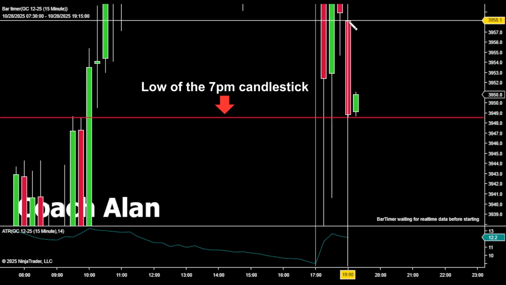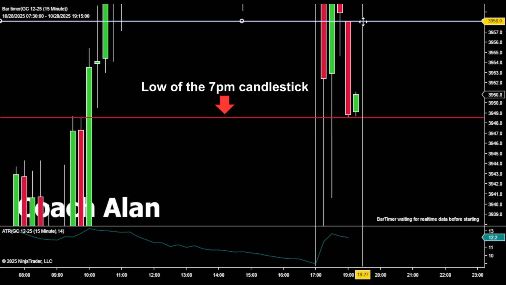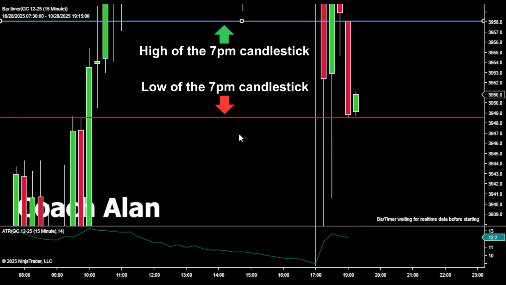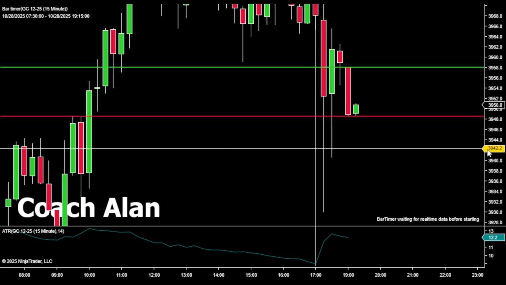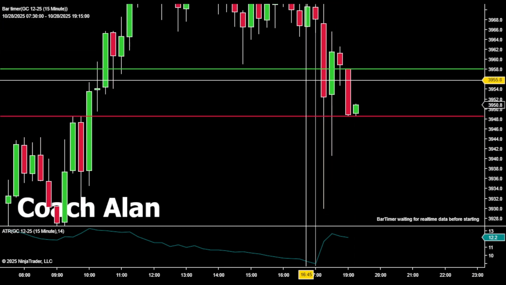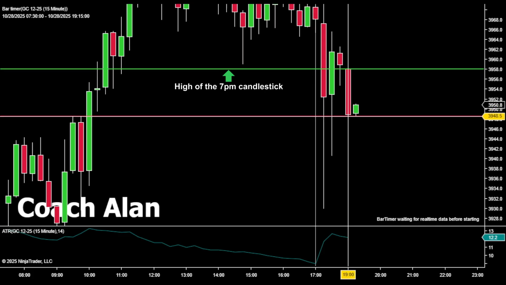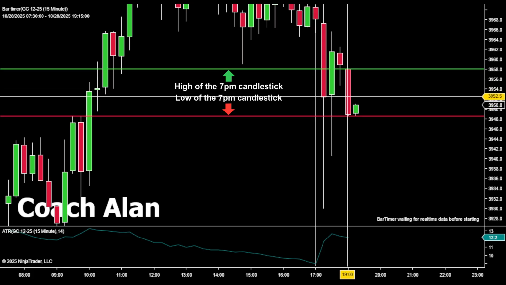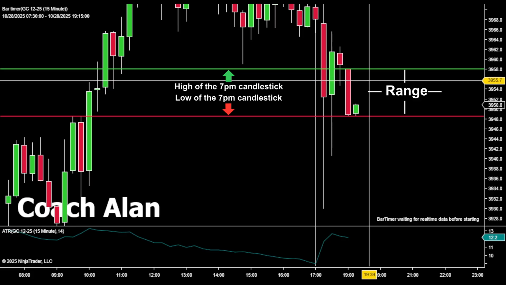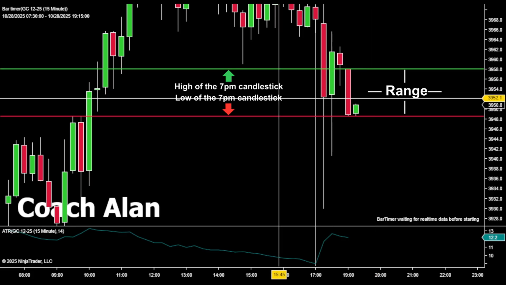And then as you see, there is no wick right here, and this is after zooming in. So I'm going to just place it at the top right here, and I'm going to mark this green for a high. Keep in mind that all of this is done on the 15-minute chart. You mark your high, you mark your low of the 7 p.m. candle, and this is the range right here in between the high and the low.